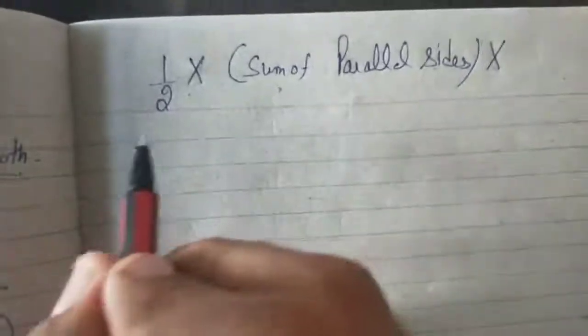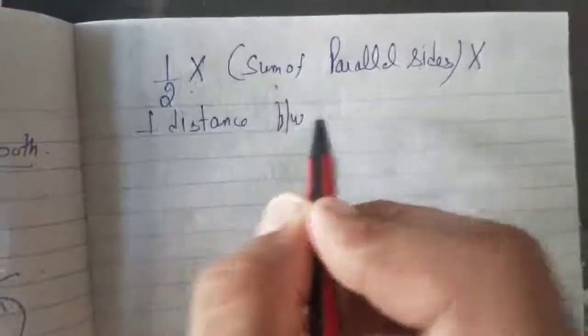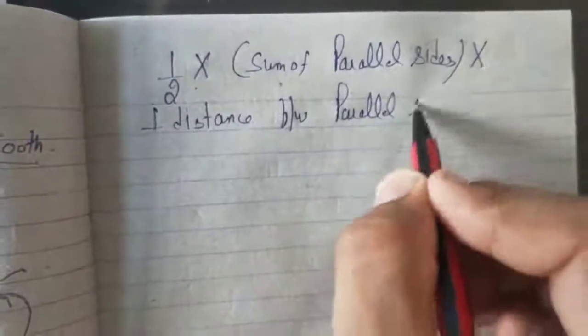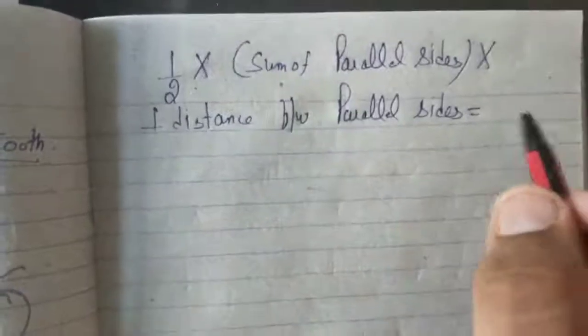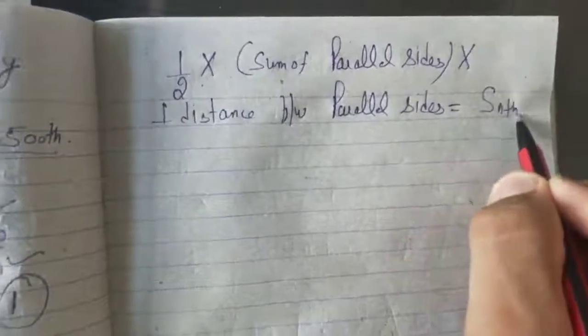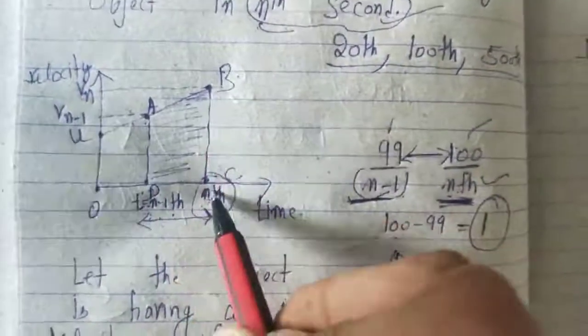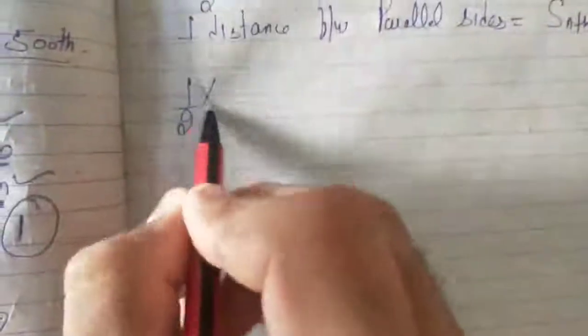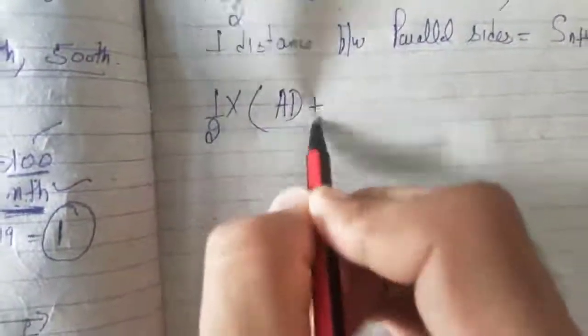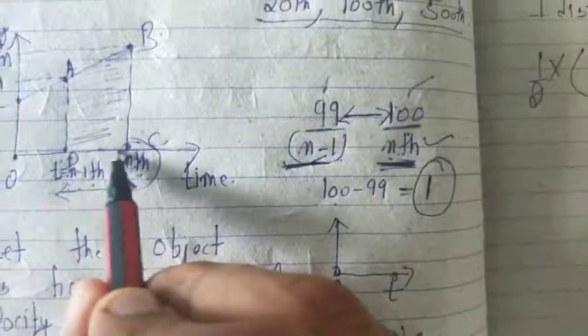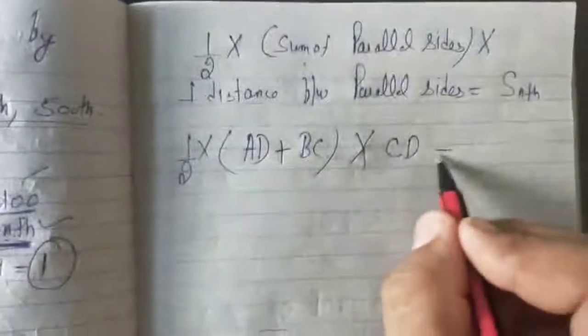So what is the area? Area is half into sum of parallel sides into perpendicular distance between parallel sides is equals to SNth. So what is the sum of parallel sides? First parallel side is AD and second parallel side is BC. Half into AD plus BC. And what is the perpendicular distance between the parallel sides? CD is the perpendicular distance between two parallel sides. Okay. CD is equals to SNth.